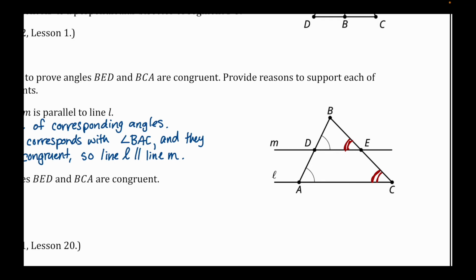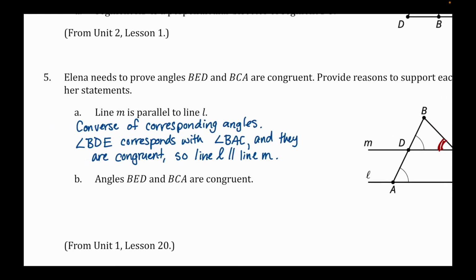And that is because now that we have proved that our lines are parallel, we now actually have another pair of corresponding angles. So we're going to say angles BED and BCA, say they are corresponding angles.